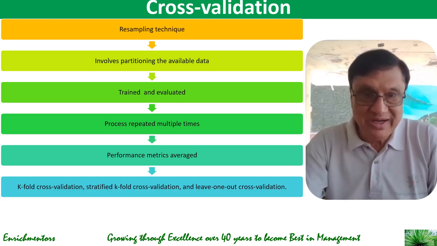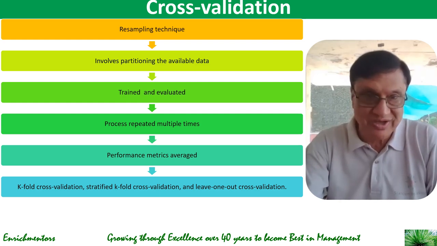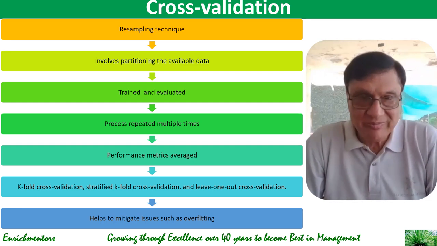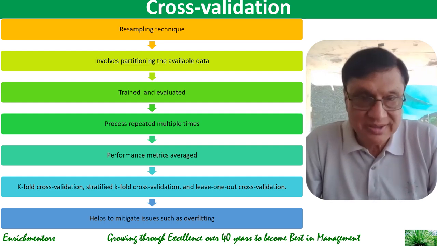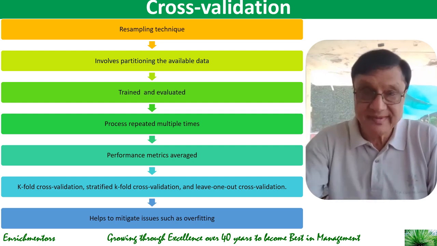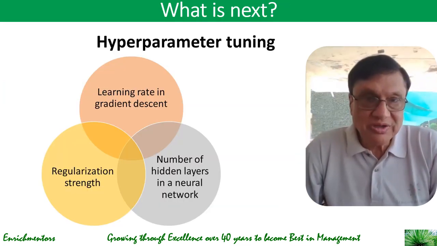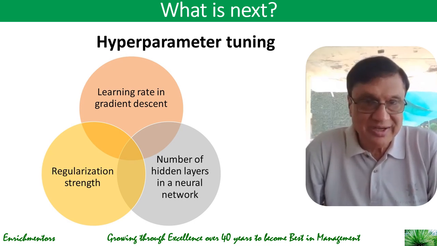Common types of cross-validation include k-fold cross-validation, stratified k-fold validation, and leave-one-out cross-validation. Now, cross-validation helps to mitigate issues such as overfitting and provides a more reliable estimate of model performance compared to a single train-test split. Right. So what is next? Having looked at cross-validation, we will now look at hyperparameter tuning. In the next set of lectures, we will talk about three types of hyperparameter tuning: learning rate and gradient descent, number of hidden layers in neural networks, and regularization strength.